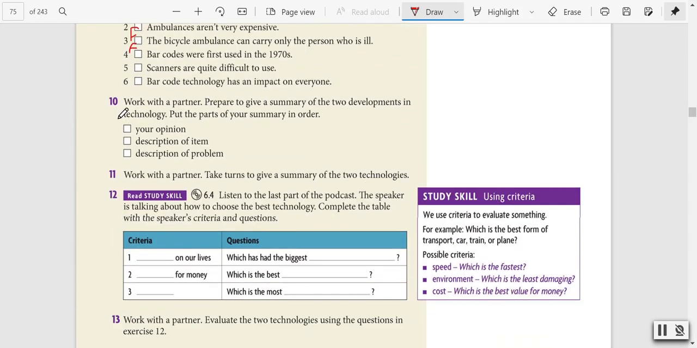Exercise number 10, work with a partner. Prepare to give a summary of the two developments in technology. Put the parts of your summary in order, okay? In here we have the study skill box about using criteria, but before doing this, let's do this exercise. While you want to give a summary about these two developments in technology, we must put these sentences that we have in order, okay?